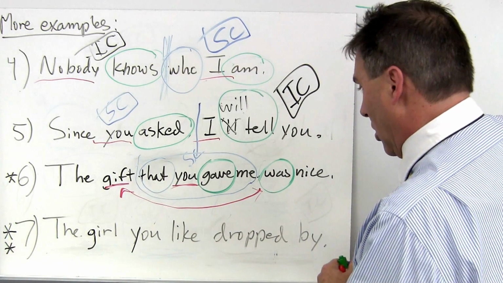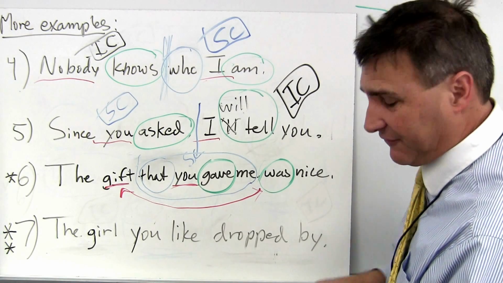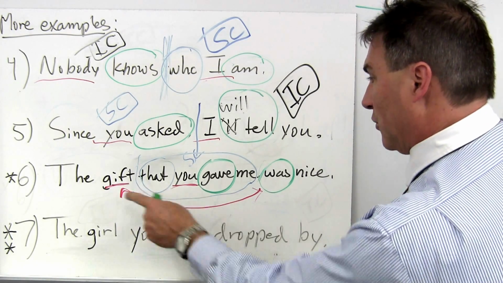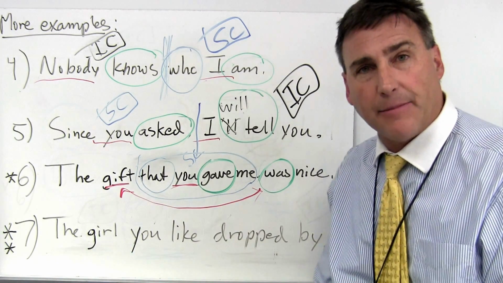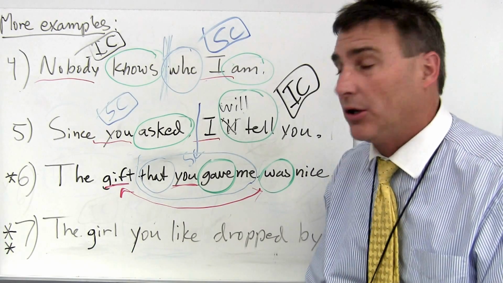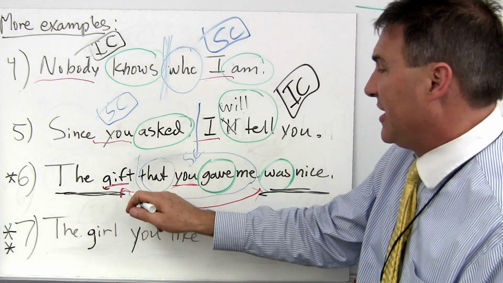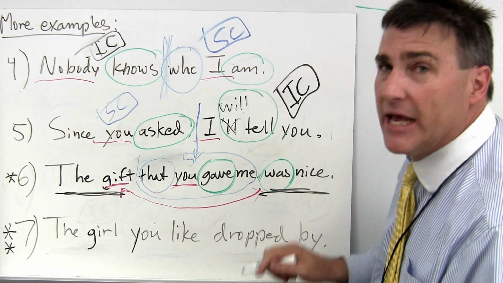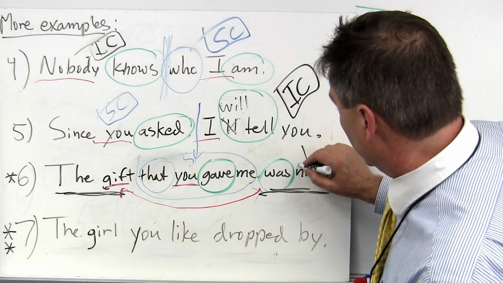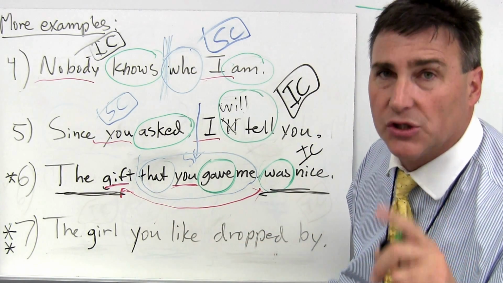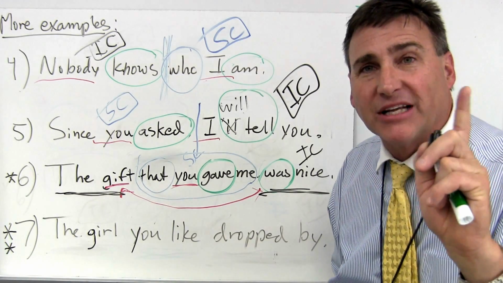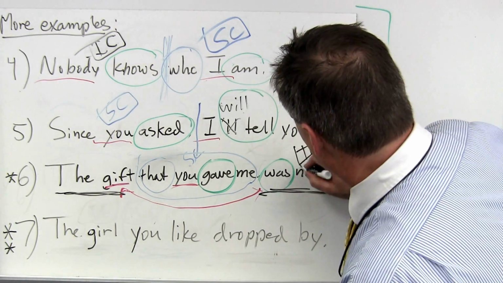So what's our independent clause? It must be the words that are left. Let's find them. The gift was nice. Yeah, that makes sense. That's like a sentence. It's a standalone. The gift, this time I'll underline it, was nice. This split thing here is the independent clause. Not two independent clauses, one independent clause, but a split independent clause.